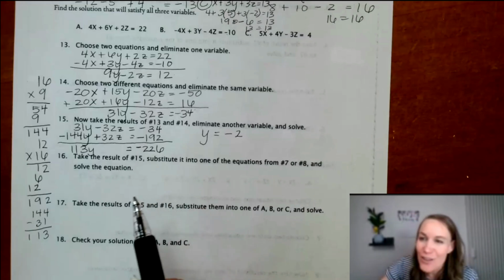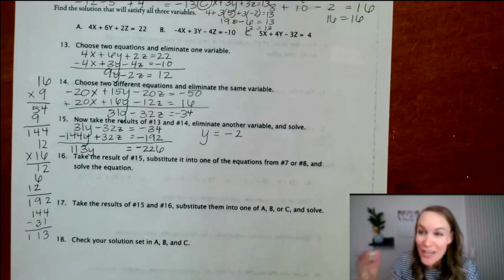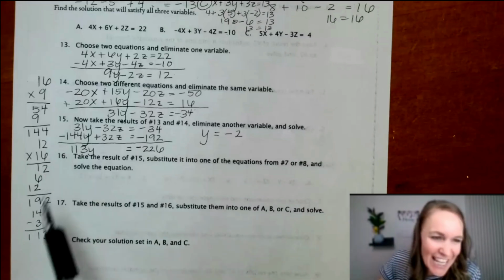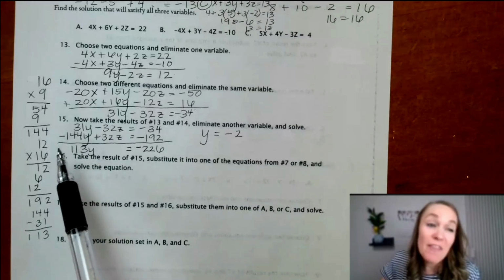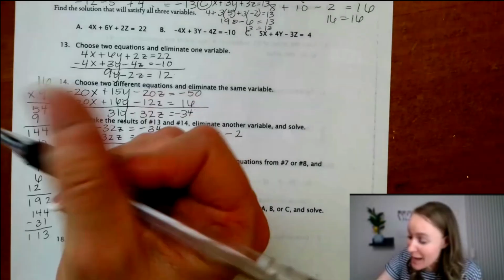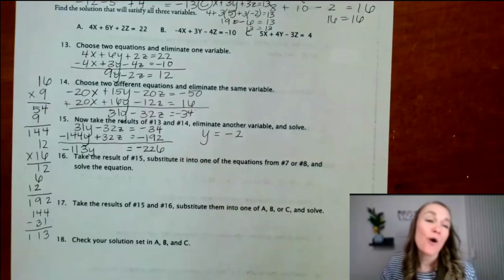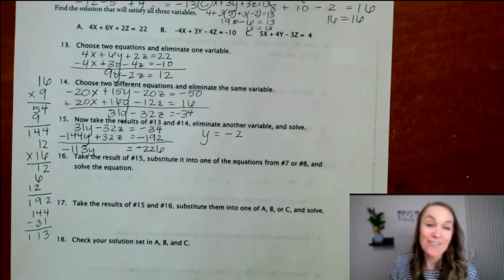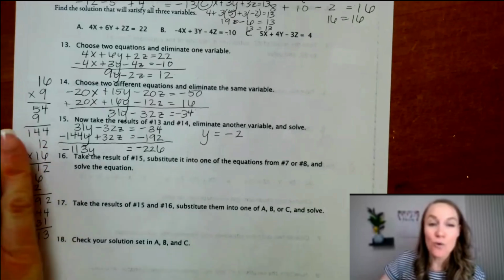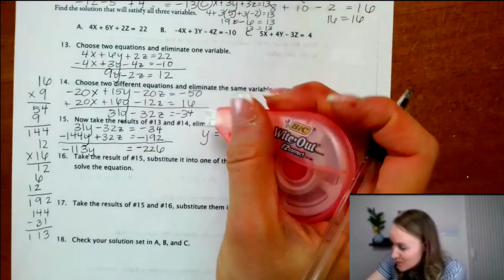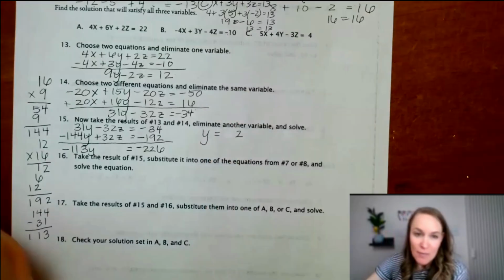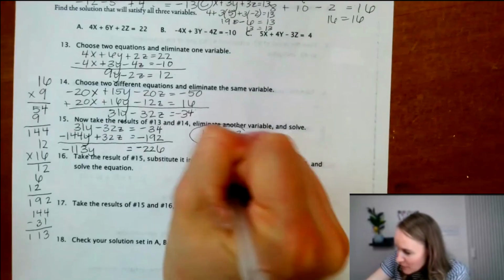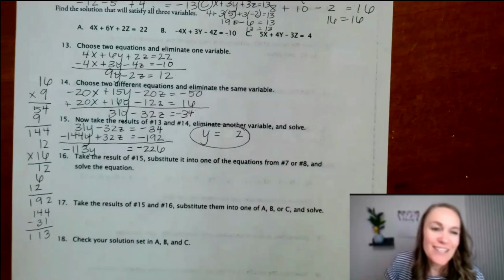And now that I look at it, I made a mistake. Did you catch my mistake? I did 144 minus 31 because they're opposite signs, but then the bigger number gets the sign. So actually, this is negative 113y equals negative 226. So y is positive 2. Those negatives, you've got to really double check them. Y equals positive 2. Perfect.